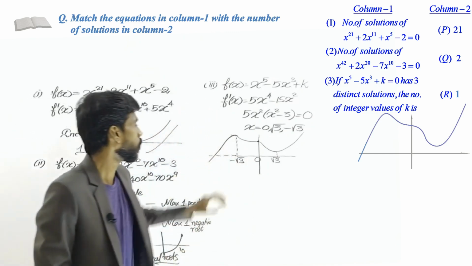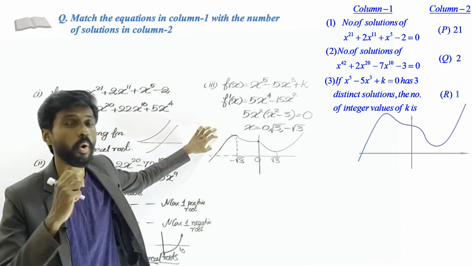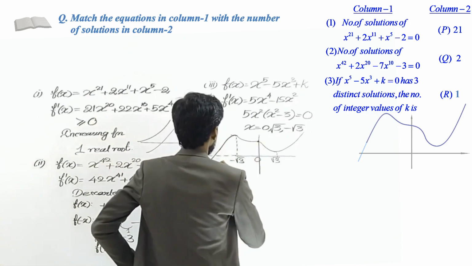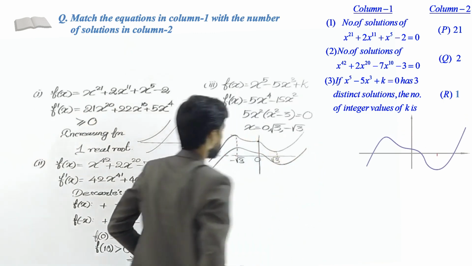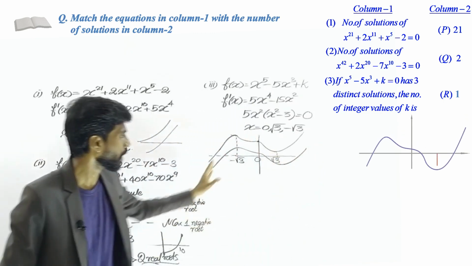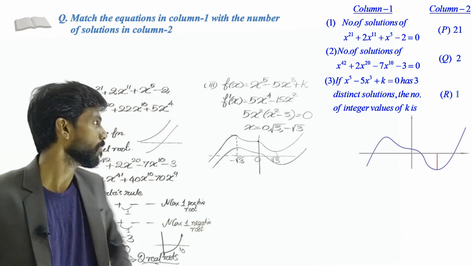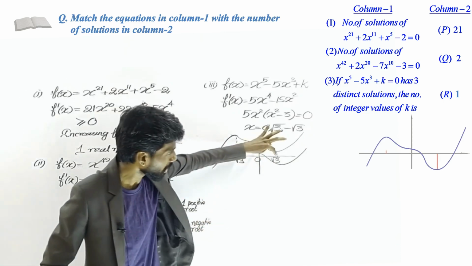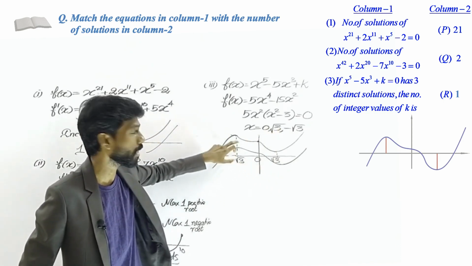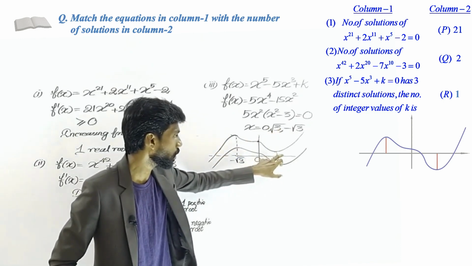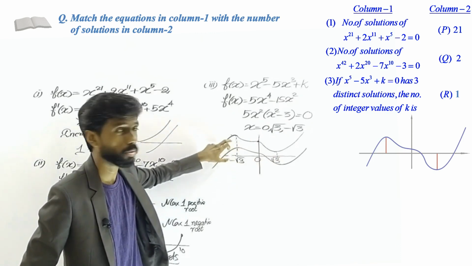So this will have 3 real roots only when the graph is like this. You understand? The graph should be like this. So only then it will have 3 real roots. Okay, now what is the condition? At root 3 the value is negative. Okay, at minus root 3 the value is positive. So f of root 3 should be negative, f of minus root 3 should be positive.